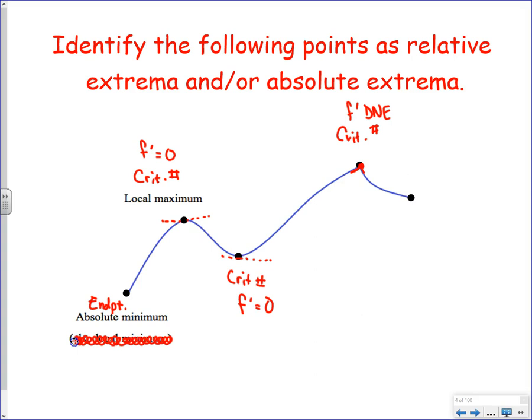That one's a local max, because if I was to draw a circle, he's the highest of his little region, right? This one, oh, we haven't identified him. Who's this guy? Yeah, he's a local minimum because, why is he not an absolute?